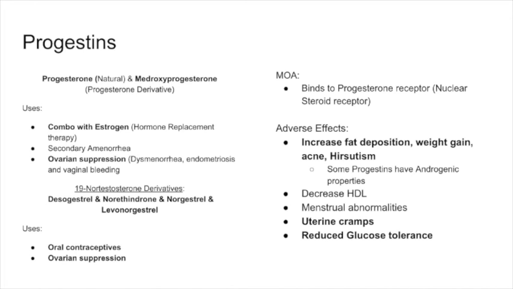How do these all work? These bind to our nuclear steroid progesterone receptor, as with testosterone and estrogen. Some of the adverse effects of these drugs include fat deposition, weight gain, acne, and hirsutism, or hair growth. Similar to the androgen side effects, because there are some androgenic properties of progesterone. They share similar profiles, so there are some progestins that have more androgenic potential. They decrease HDL, again similar to androgens. They can cause menstrual abnormalities. They can reduce our glucose tolerance, leading to glucose intolerance, and they can also cause uterine cramps.